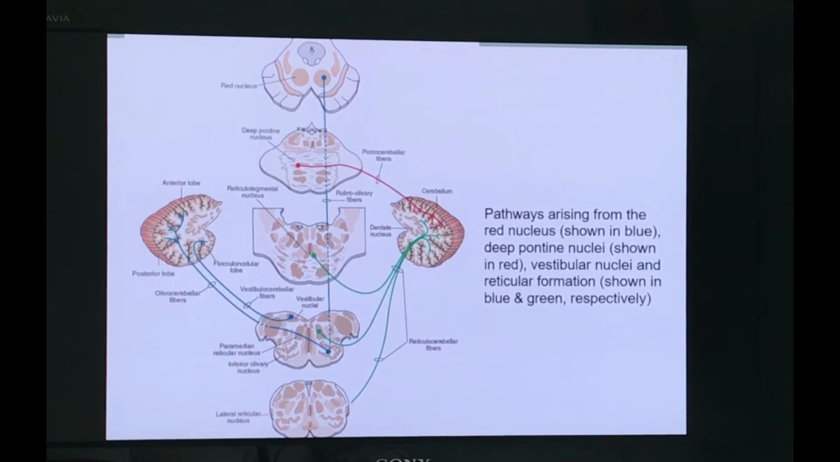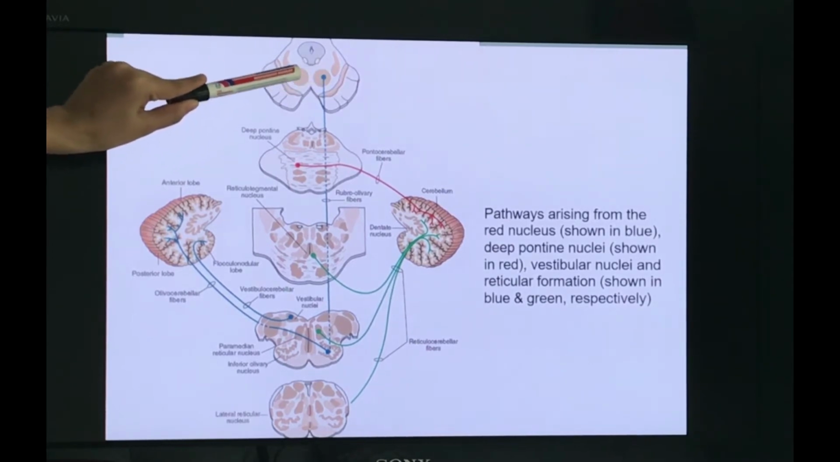Here you can see the picture showing the different pathways. The blue one represents the red nucleus. This is the red nucleus, which is present in the midbrain.